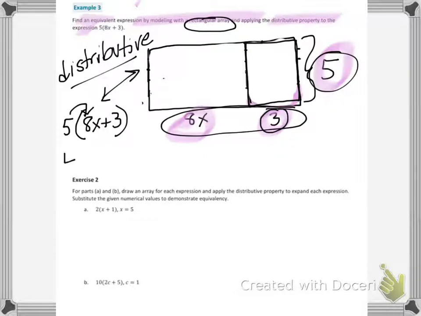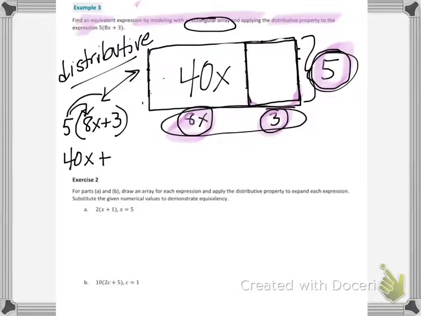And that is going to be 40x. And if I did that here, 5 times 8x, here's my 40x. And now I'm going to add 5 times 3, which is 15. And if I do 5 times 3 here, I have 15. So I have now written and modeled an equivalent expression to the expression we began with.